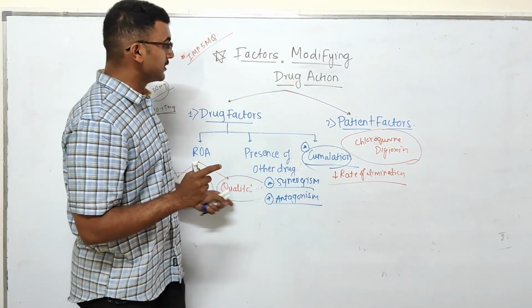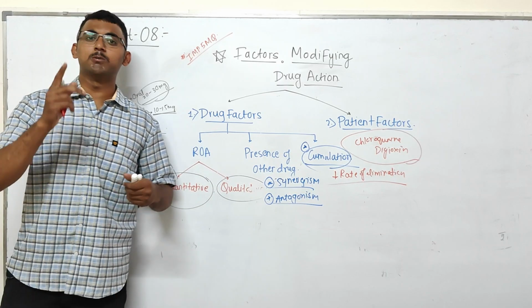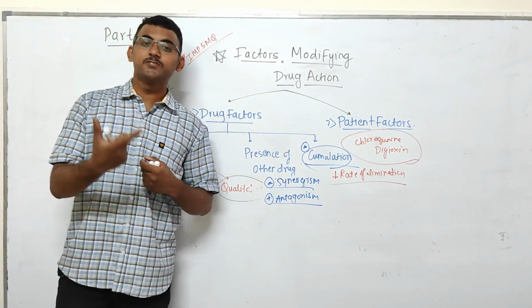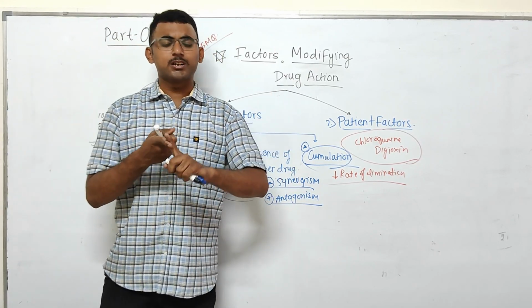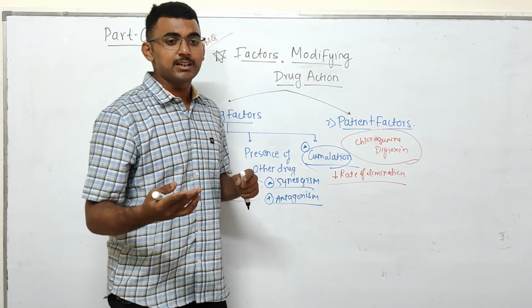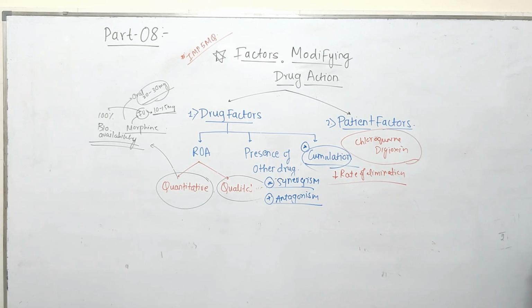So these are all the drug factors, and upcoming now we will be discussing the patient factors and the different kinds of patient factors which are responsible, like your age and the condition of the patient, the comorbidity condition. So let us discuss that and try to understand the patient factors.